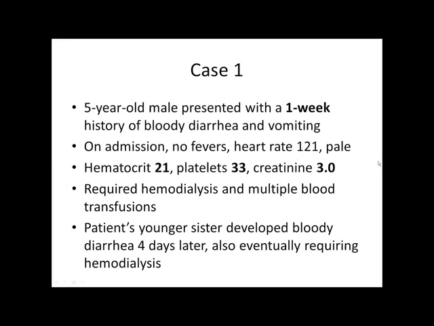Case one is a 5-year-old male who presents with a 1-week history of bloody diarrhea and vomiting. On admission to the hospital, he has no fevers. His heart rate is 121, which is high. He's pale. He has anemia with a hematocrit of 21. He has low platelets and a high creatinine, showing that his kidneys aren't working well. He requires hemodialysis and multiple blood transfusions. And his younger sister also develops bloody diarrhea 4 days later, also requiring hemodialysis.